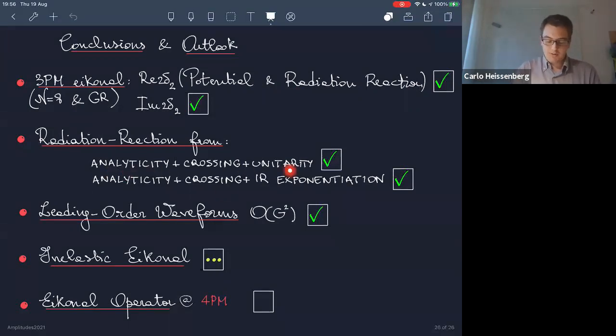For instance, suitable combinations of analyticity, crossing, unitarity, and higher exponentiations, and also leading order waveforms are fully under control, also due to the works I have cited in the previous slides. We are in the process of understanding a bit more about this inelastic Eikonal, which we expect will be crucial in order to extend the Eikonal program to higher PM orders, hopefully sometime in the future. Thank you very much for your attention.